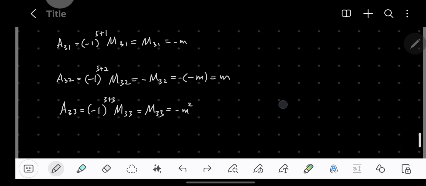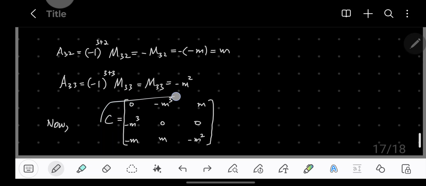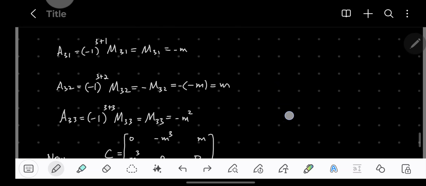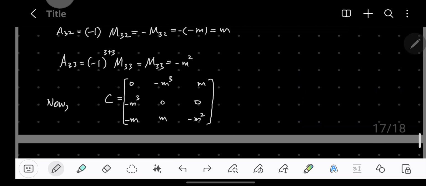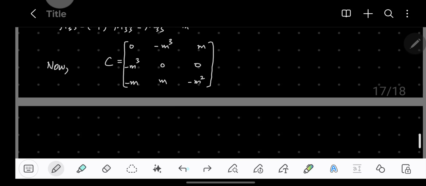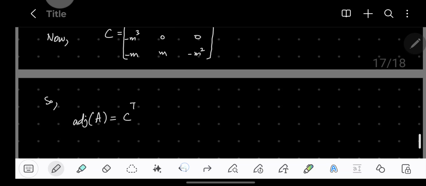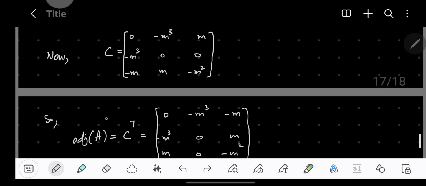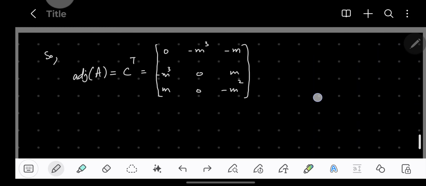And similarly, you will find all of the other values. If I put all of these values in the cofactor matrix, I will end up with these values. So this is called the matrix of cofactors. If I take the transpose of this cofactor matrix, then I will end up with the adjoint of the matrix, because the adjoint of the matrix is just the transpose of these cofactors.